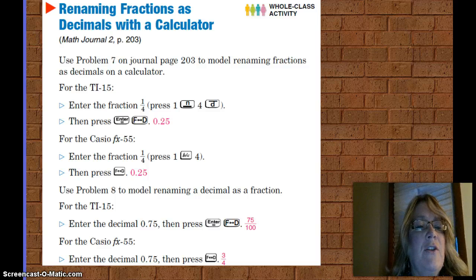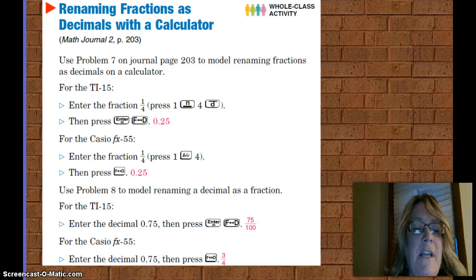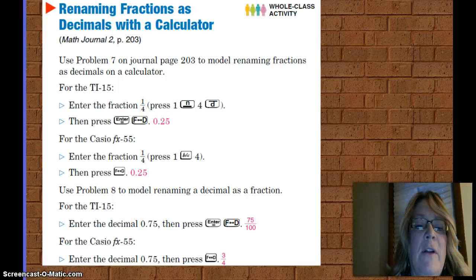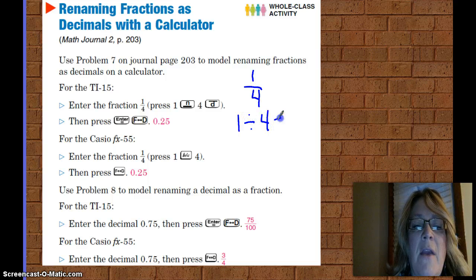Again, renaming fractions as decimals with the calculator. Many of you do not have the TI-15, you have just a regular calculator. What you need to do is, if the fraction is a fourth, all you need to do is put 1 divided by 4, equals, and write down what you see.